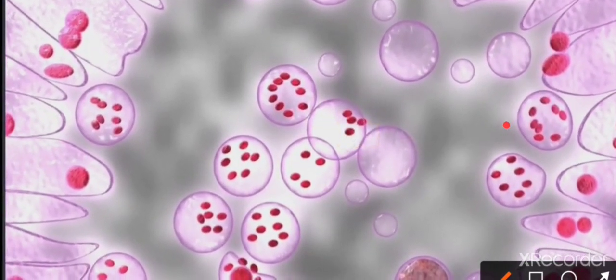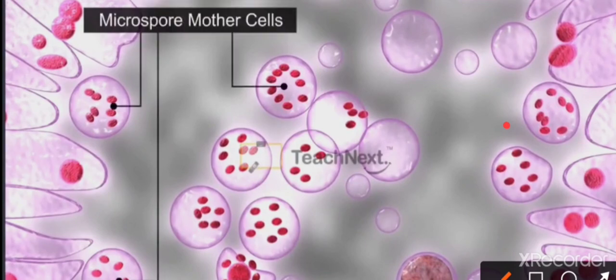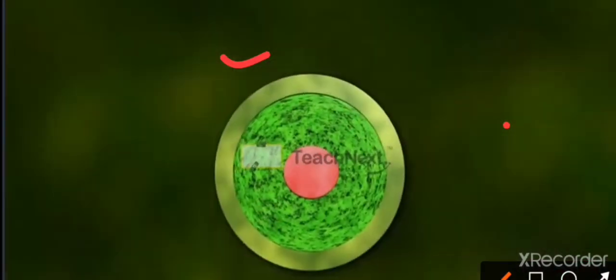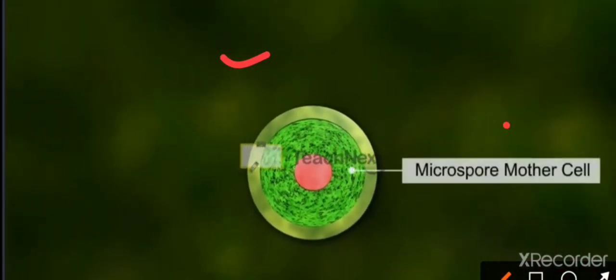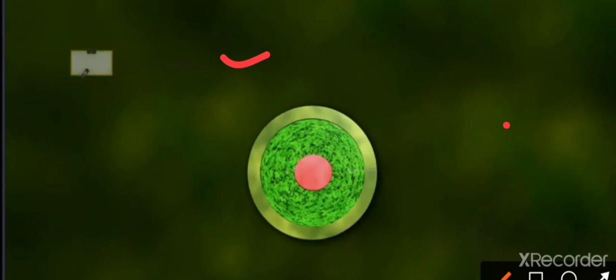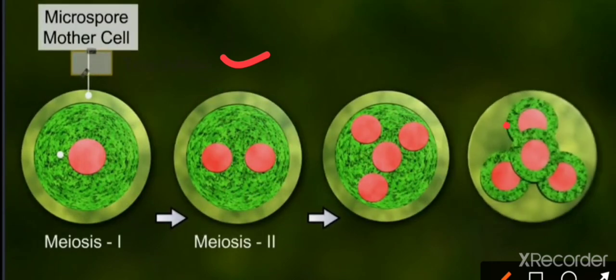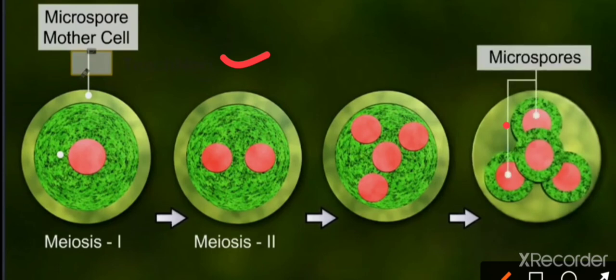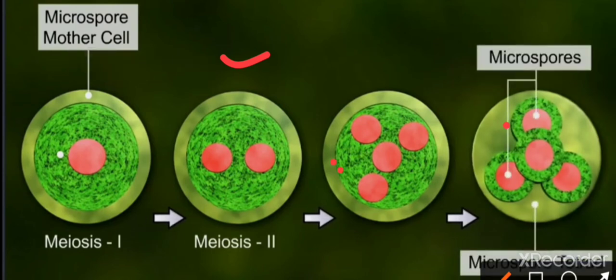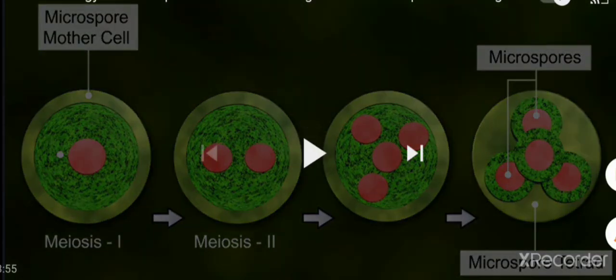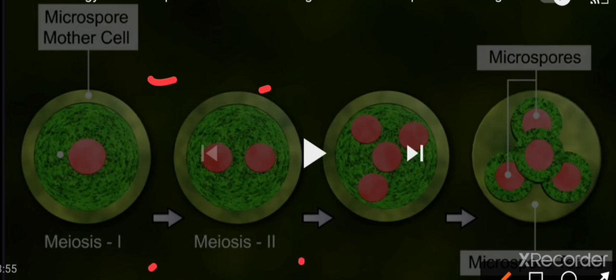The sporogenous tissue on maturation forms the microspore mother cell. The sporogenous tissue undergoes division and differentiation, and it forms the microspore mother cell. And here you can see the microspore mother cell. The microspore mother cell has undergone meiosis. Here you can see it undergoes meiosis, and it produces 4 cells, isn't it? It has undergone meiosis 2 times, isn't it?